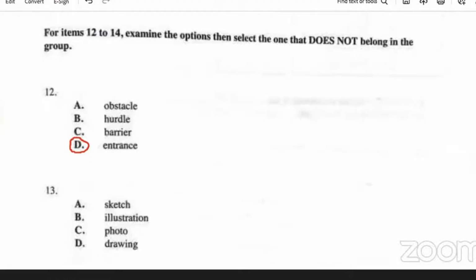All right, for items 12 to 14, you're going to examine the options, then select the one that does not belong in the group. So for 12, we have obstacle, hurdle, barrier, entrance. The one that does not belong would be entrance. And again, if you don't know what these words mean, go look them up and find out.